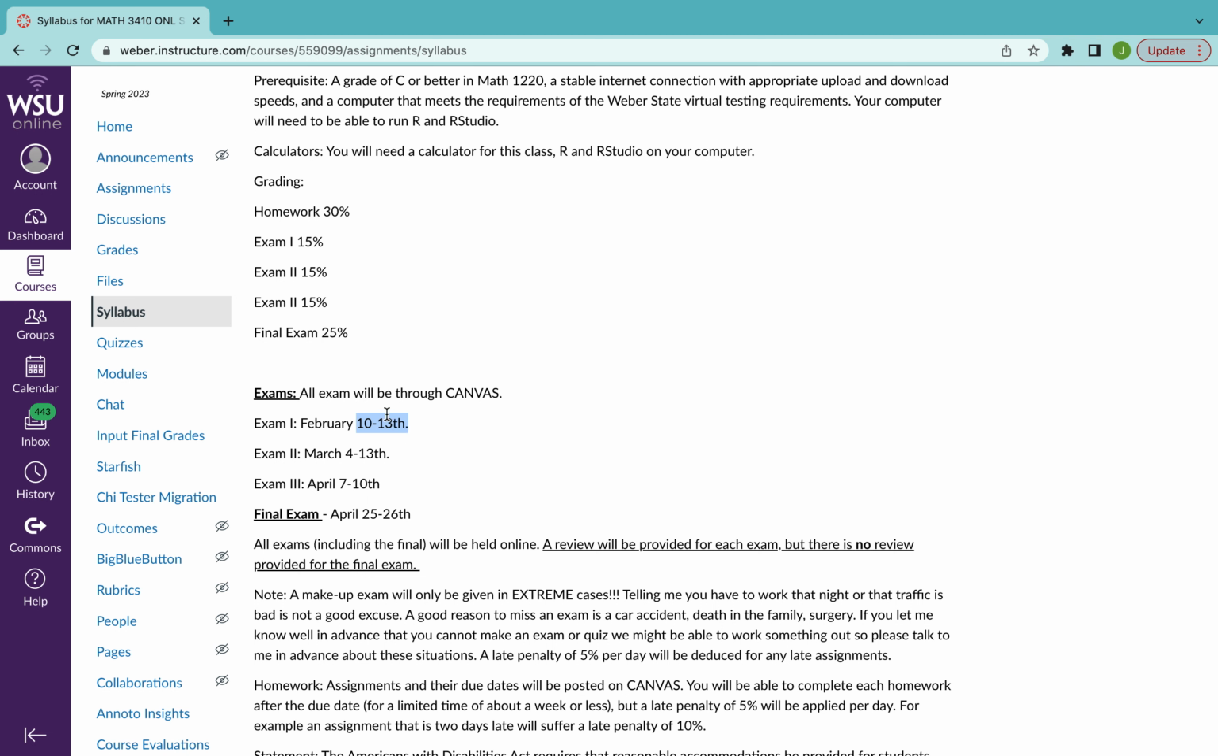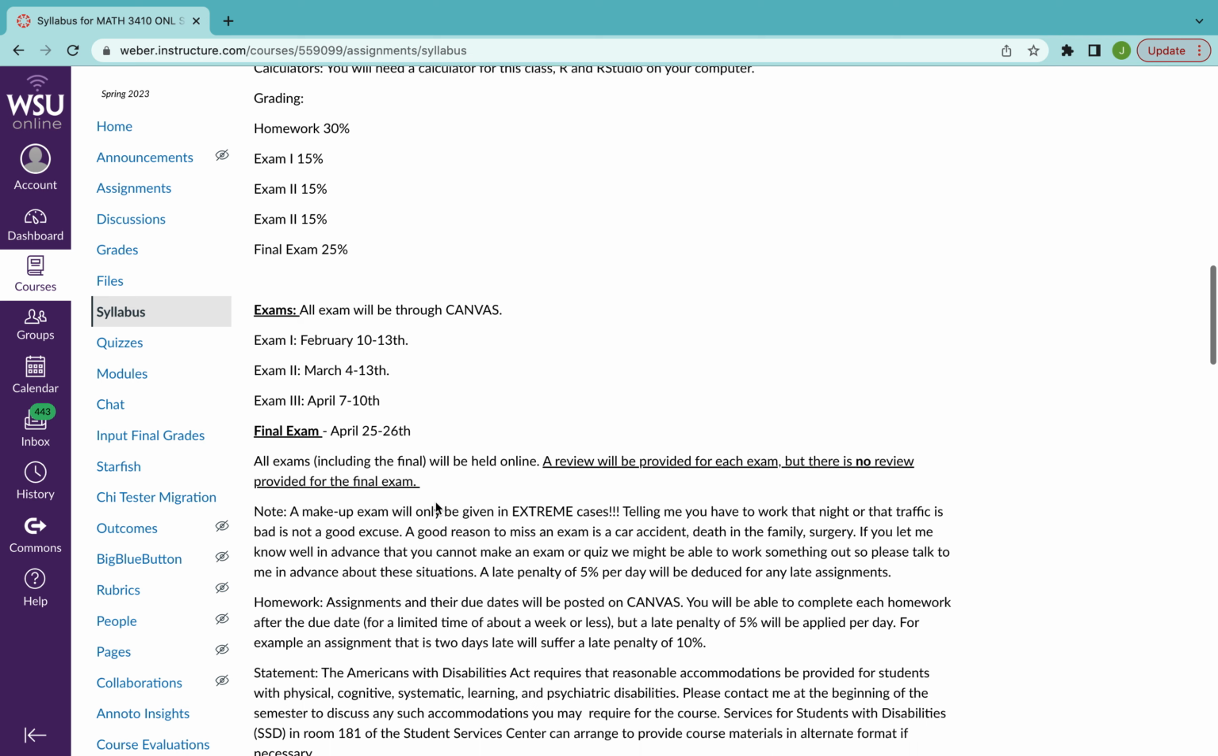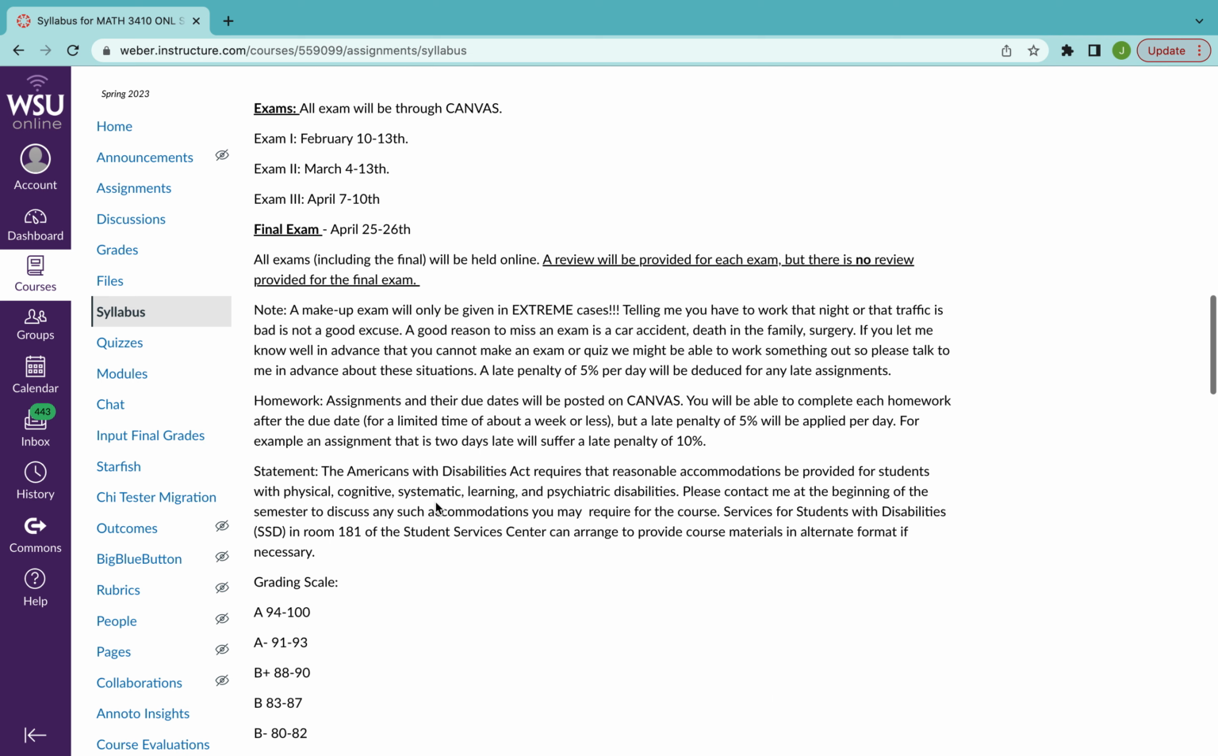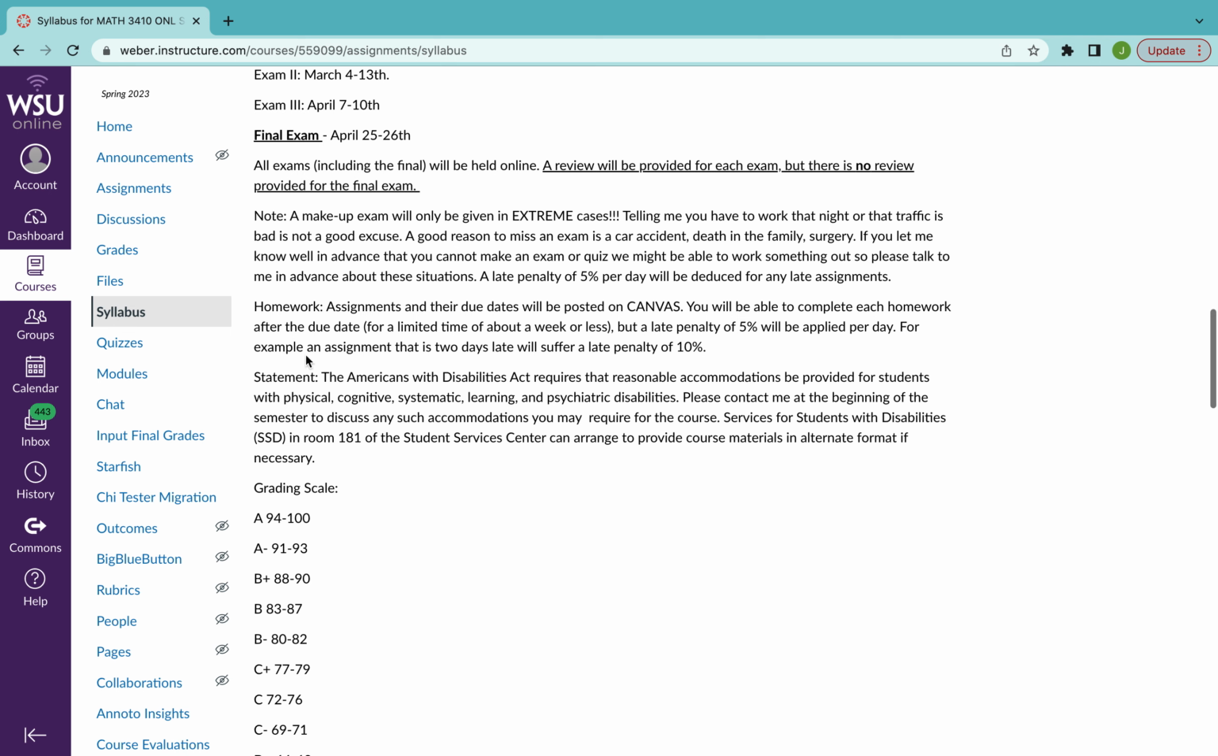So 10 through 13th for the first exam. The second exam is 4 through 13th; it's longer because part of your exam actually starts before spring break, but I thought it'd be nice and let you take it over spring break. So that's why this exam time is longer. Exam 3 is back to normal like exam 1, and you have 7 through 10. Then for your final exam you just have 2 days. All of your homework is online in the quizzes that you just saw.